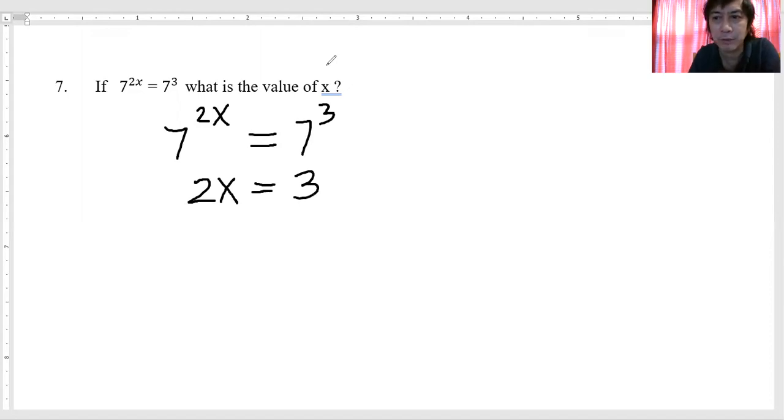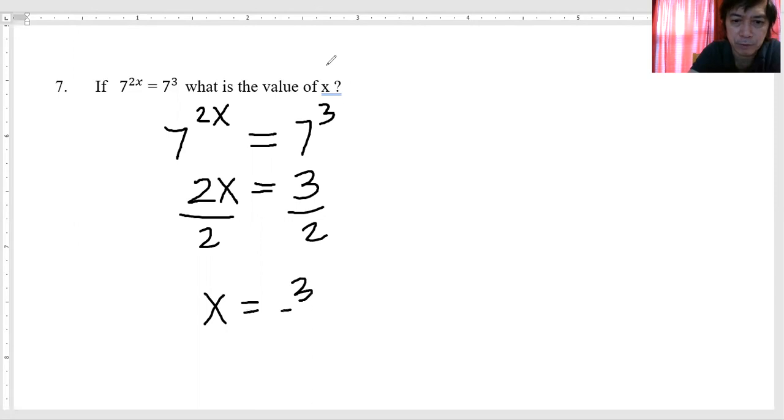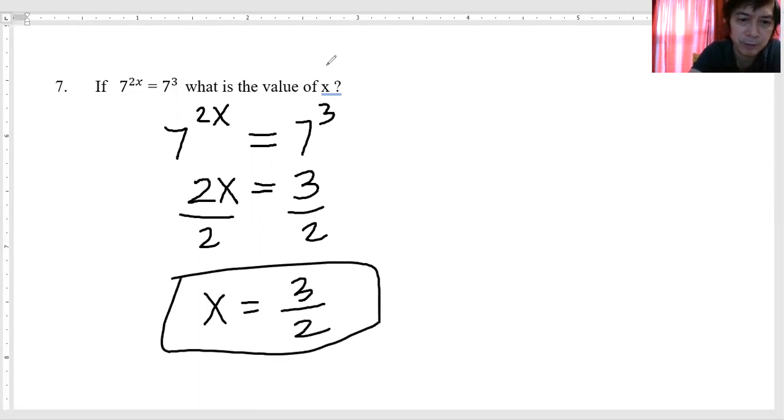Next step is to divide by the number beside the letter. So our divisor is the 2, and x is 3 halves. There. That's it. We're done. So what is the value of x? There's the answer. That's positive 3 over 2. All right, we continue with number 8. Don't forget that. That's the answer.